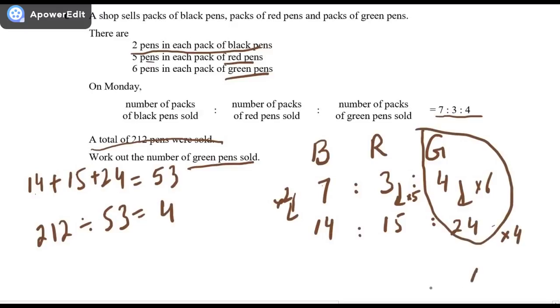4 times 4 is going to be 16. 4 times 2 is 8, 96. So the answer is 96.